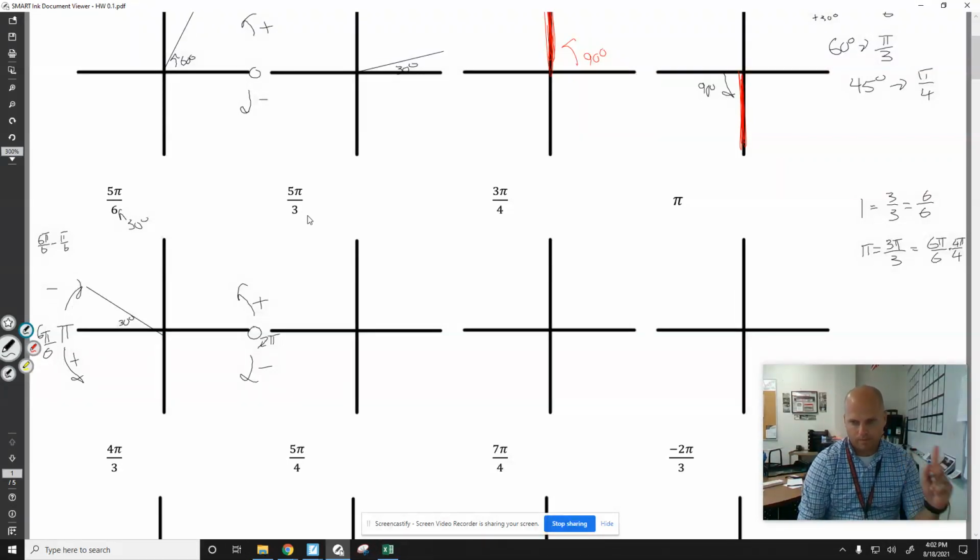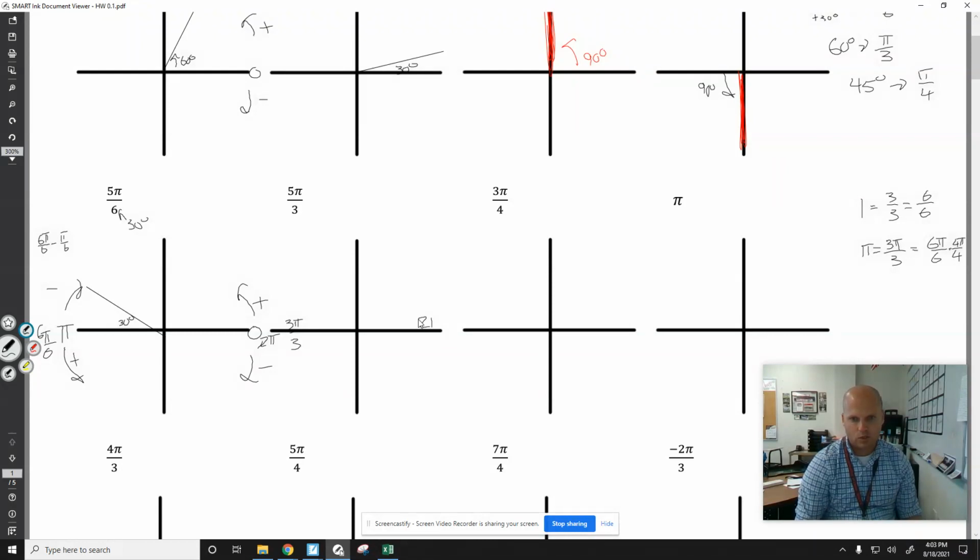5 pi over 3. Two ways to do this. You can start here at pi, which is the same as 3 pi over 3. Now, if you start at 3 pi over 3, adding 60 degrees, adding a pi over 3, gets you to 4 pi over 3, which means you need to add another 60 degrees to get to 5 pi over 3. Puts you in this quadrant.